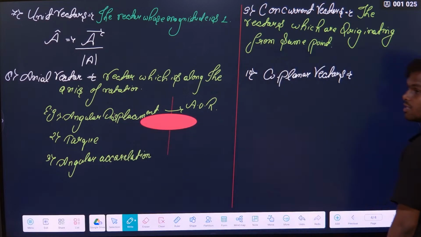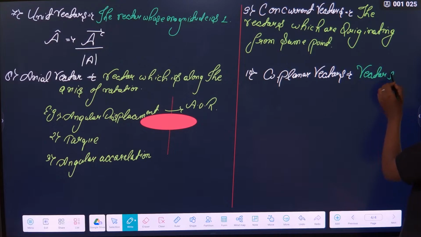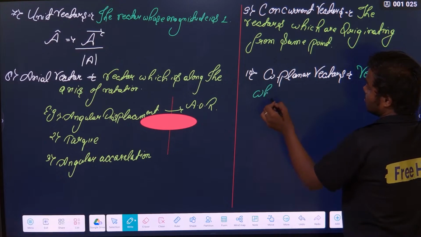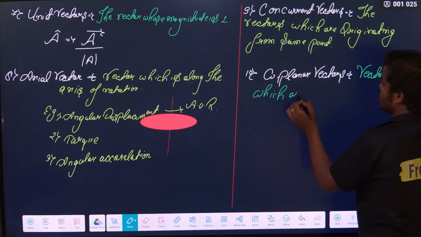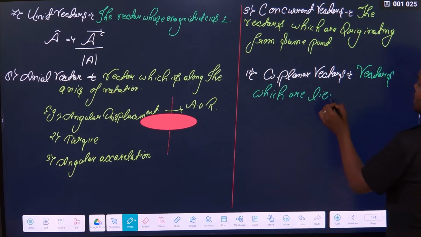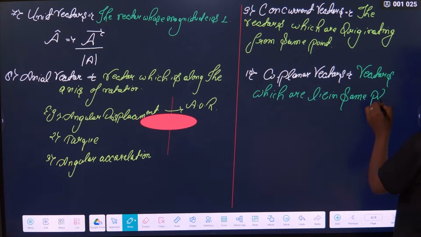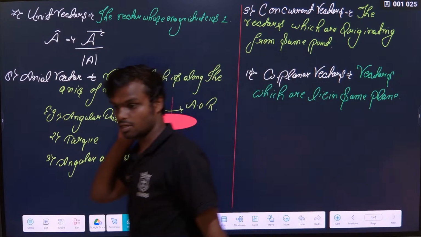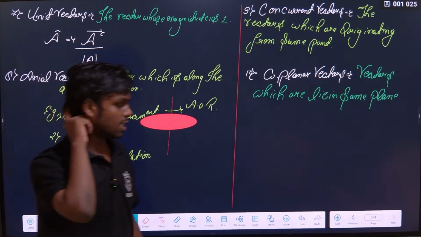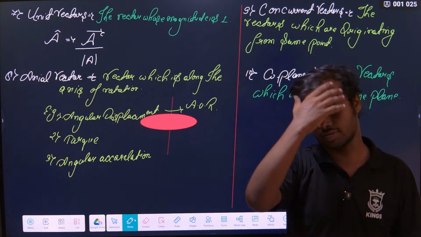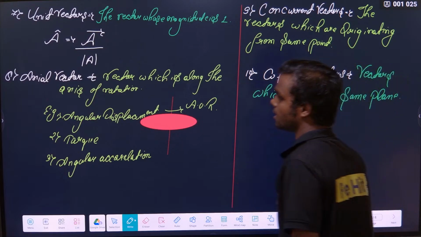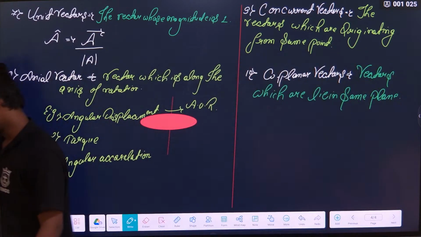Coplanar vectors mean the vectors which lie in the same plane, correct? They are called coplanar vectors. So these are the definitions of the different types of vectors. Okay, clear?